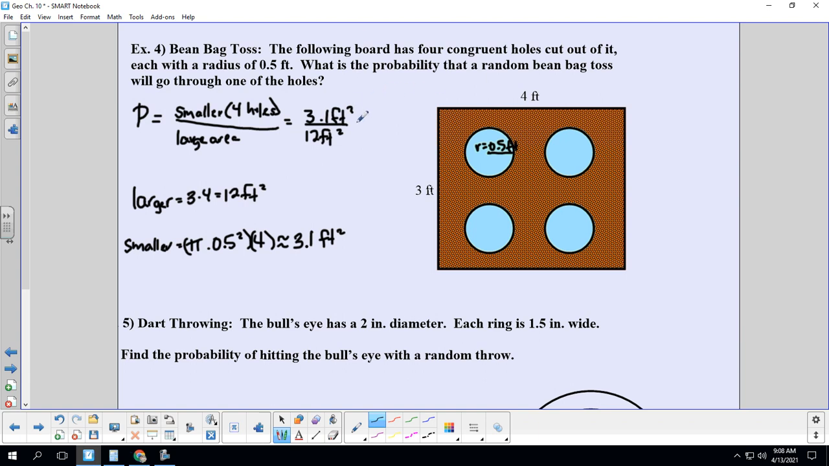So we are going to then give the percentage, 3.1 divided by 12. So that is 26%.